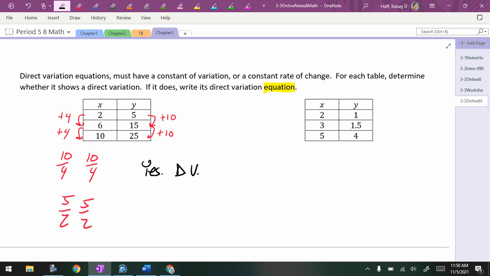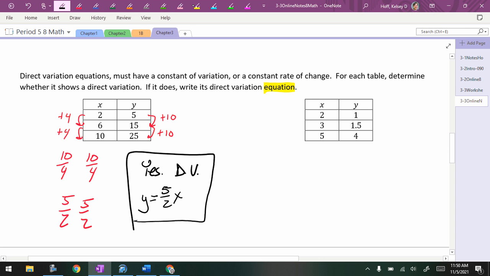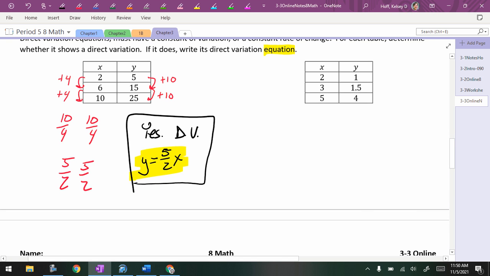So the equation, instead of y equals mx, you would write for this one y equals 5 over 2x. This right here is the equation. So many people just write 5 over 2 and they're like, I don't know why I got it wrong. Well, you just gave the slope. You didn't give the equation. You're going to have a y. You got to have an equal sign. You have your slope, but then also your x.